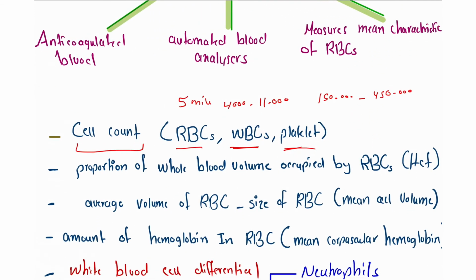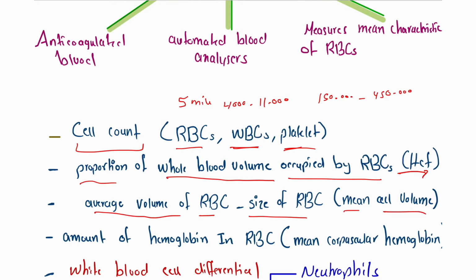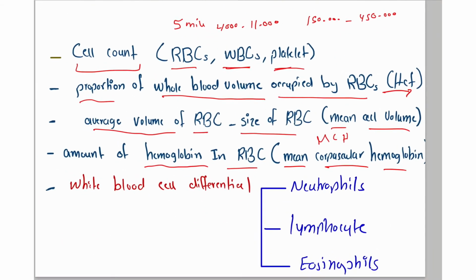A complete blood count also measures the proportion of whole blood volume occupied by RBC, meaning the percent of RBC in whole blood, and this is called hematocrit. It also measures the average volume of RBC, or size of RBC, which is called mean cell volume, and measures the amount of hemoglobin inside the RBC. This is called mean corpuscular hemoglobin, MCH.